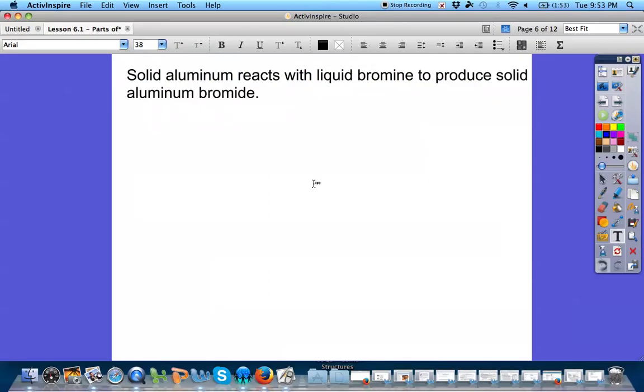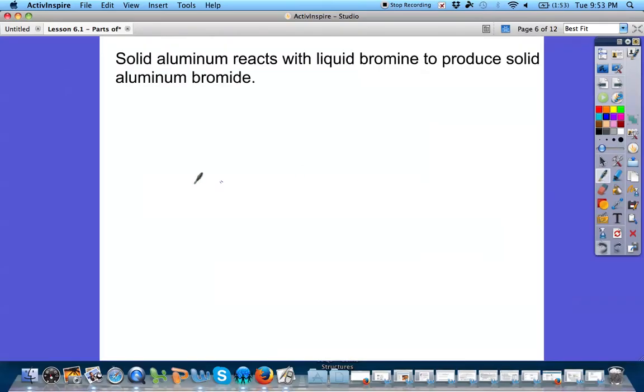Welcome back. Solid aluminum reacts with liquid bromine to produce solid aluminum bromide. So solid aluminum, Al, and we're going to indicate that it's solid, reacts with, so we're going to put the plus sign, liquid bromine. Bromine is Br, but bromine is part of our Brinkelhoff, so we have to give it a twin. And then we need to indicate that this is a liquid. To produce, we're going to put our yield arrow, and then solid aluminum bromide.